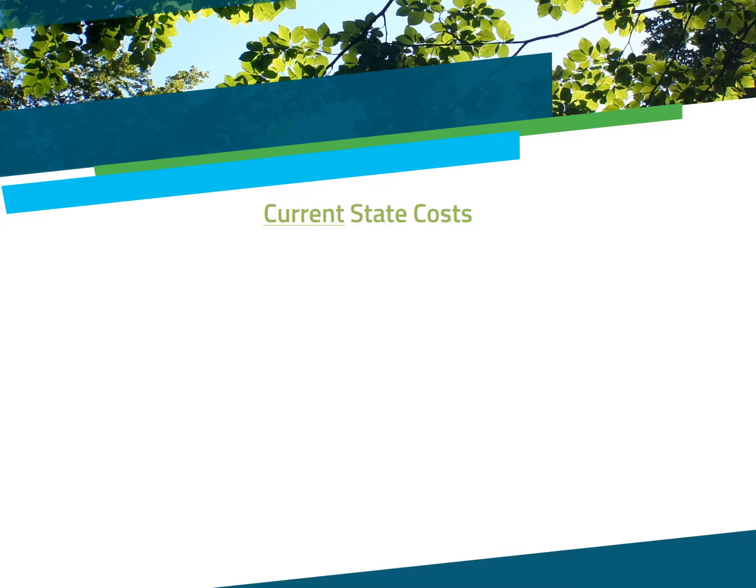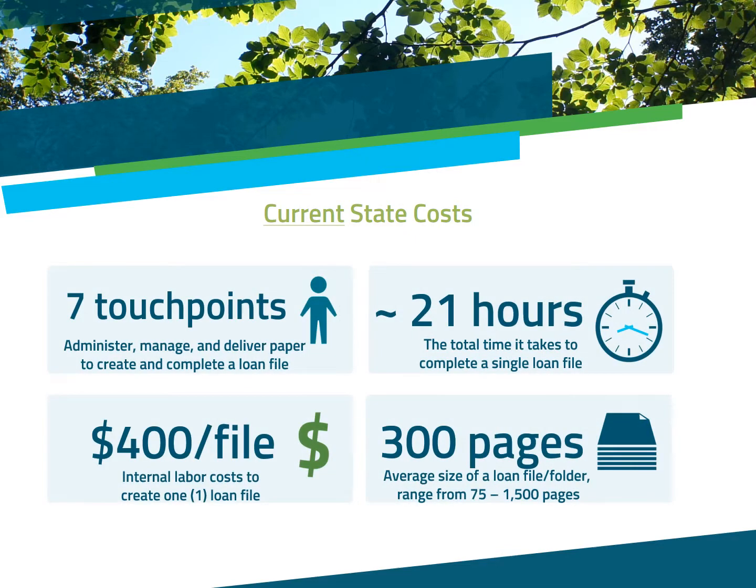Then I show them the current state costs. So what's the cost of the current state? 7 touch points for every loan that they administer. They spend over 21 hours just completing a single loan file, which costs them over $400 in additional costs that they don't need to spend. And there's also 300 pages of paper in every single loan file on average.